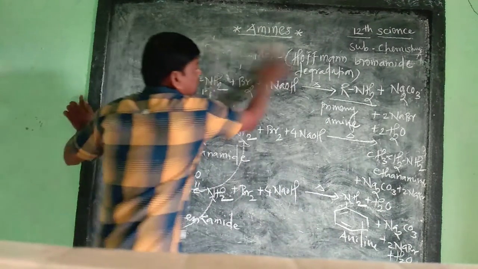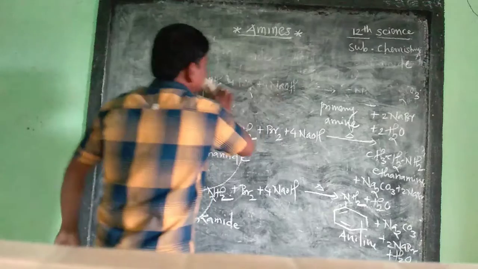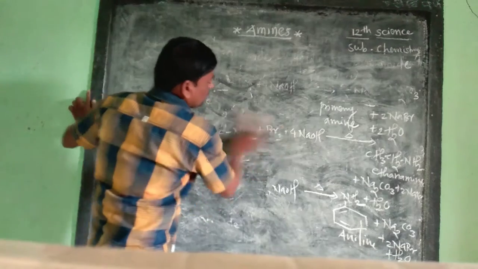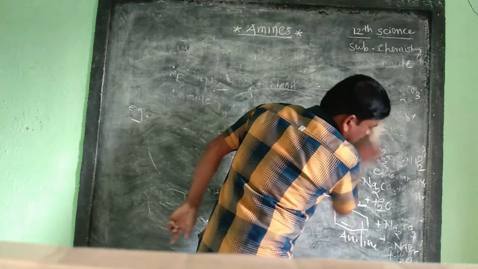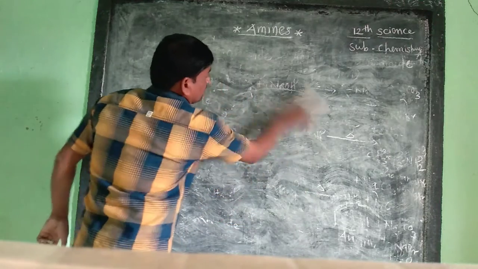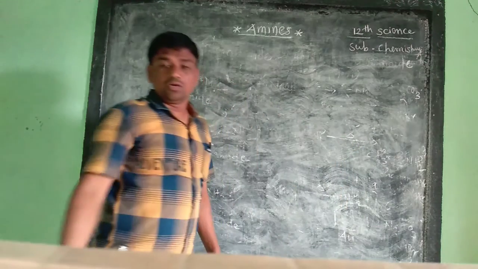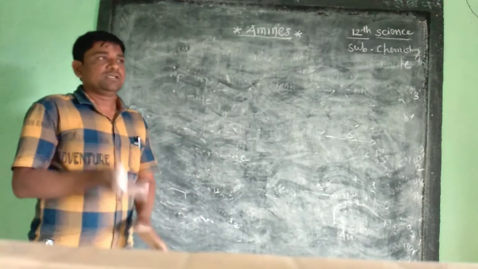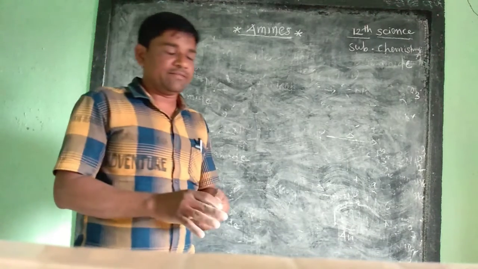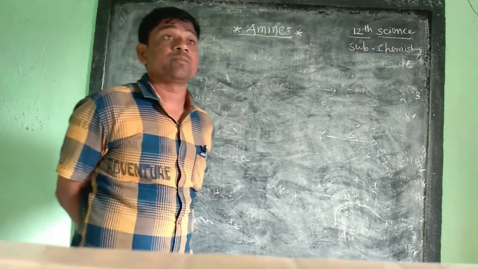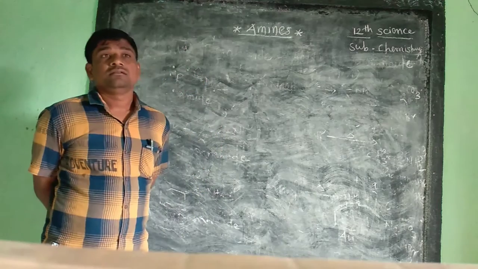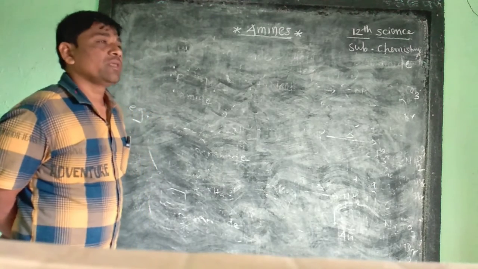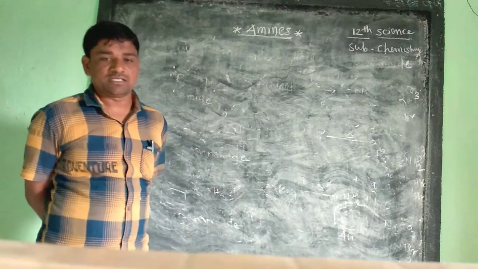Now we can see the physical properties of amines. The lower members of primary amines are gaseous, and aliphatic amines are gaseous. The amines which have 3 or more carbon atoms are liquid in state, and the higher amines are solid in state.